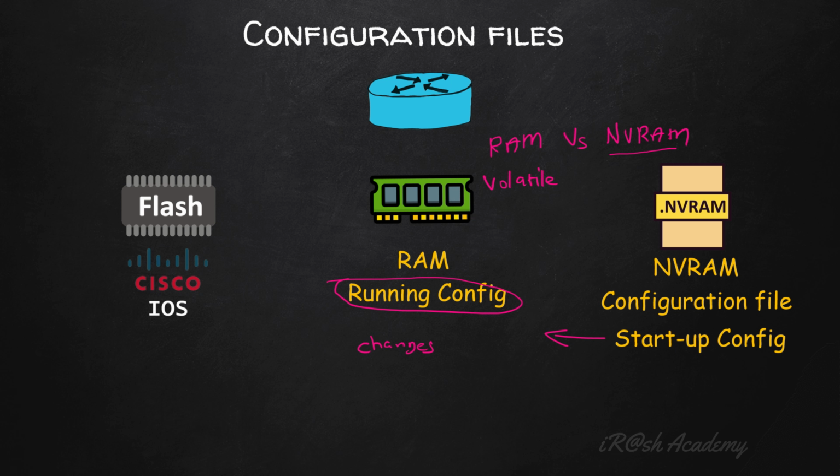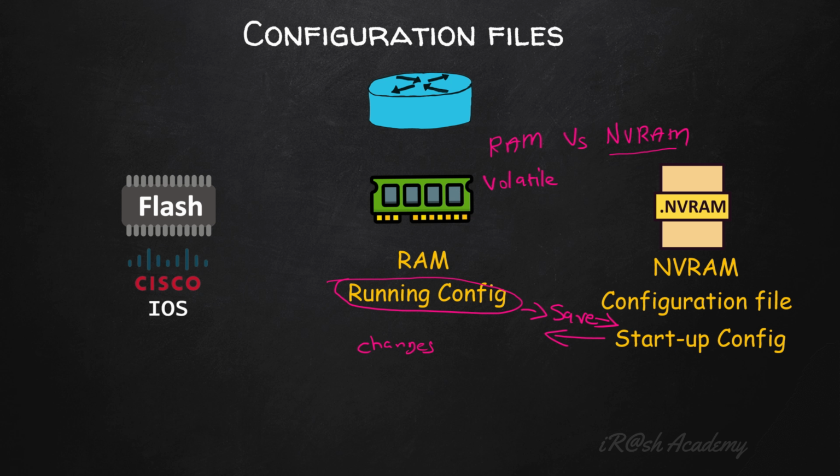So what do you need to do when you are making some changes in the running configuration? After you make some changes in the running configuration, you need to save that configuration into the startup configuration. So when you save the current running configuration into the startup configuration, then next time when the router boots, it will get all the configuration from the previous running configuration, because we saved that running configuration as the startup configuration in the NVRAM. So in a Cisco device, these are the two types of configuration file.